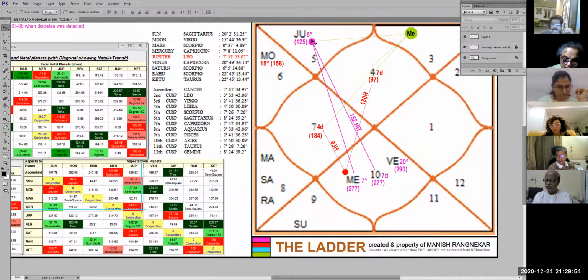So basically the aspect between Jupiter and the 7th house was 152 degrees. So basically you subtract this from this. Now that the mistake is found, it will come to exactly 150. 277 minus 127 will be 150. Right? This was my mistake over here, 125. It should be 127.